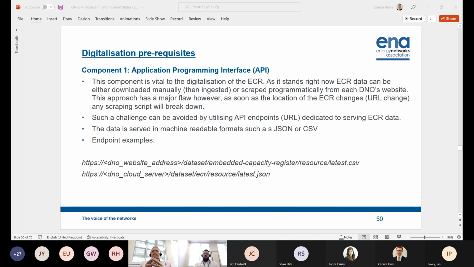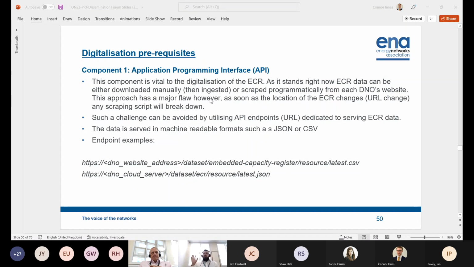As it stands right now, in the format that it is published, the ECR has to be manually downloaded and then ingested, or it has to be scraped from DNOs' websites. Now, although this solution kind of works, it has a flaw, whereby as soon as the link to the given ECR changes, the people writing these scripts that do the scraping would have to adjust their programs. Which, again, as a stopgap, works, but it's not sustainable.